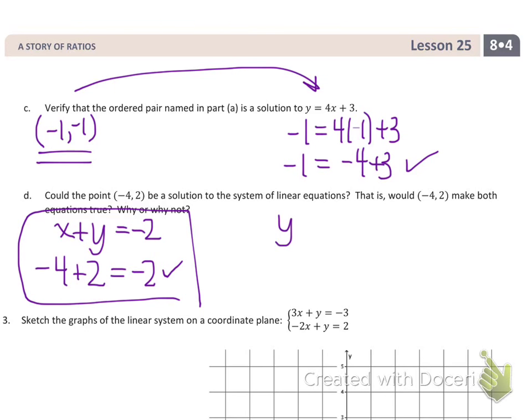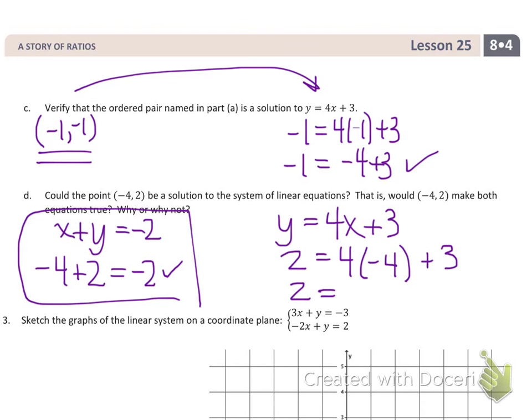So y equals 4x plus 3 is the other one. The y is 2. And is 2 equal to 4 times -4 plus 3? So I'm asking myself, is 2 equal to -16 plus 3? And the answer to that is no.